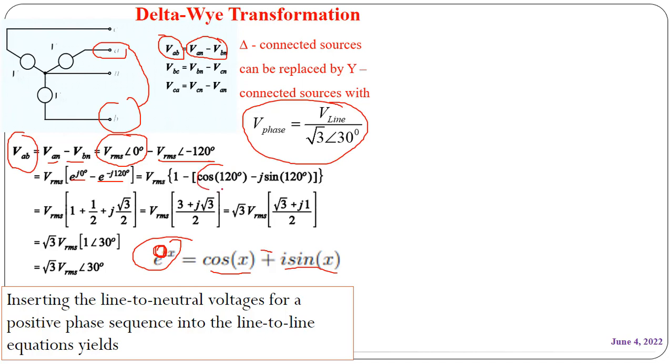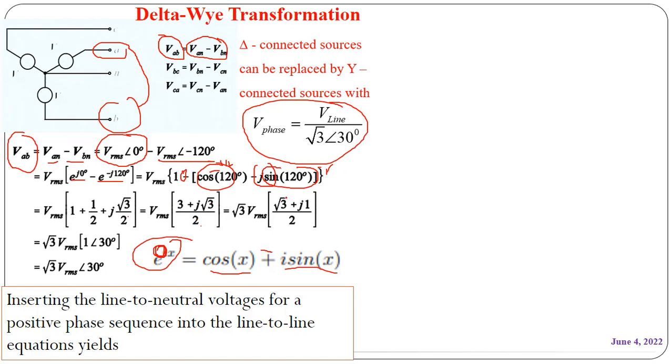Then it is minus 1 over 2 and minus j root 3 over 2. Then multiplying by the minus sign, this becomes positive. Therefore, the RMS value of the line-to-line voltage of A and B is equal to the RMS voltage times 1 plus 1 over 2 plus j root 3 over 2. Then by taking common denominator 2, we have 3 plus j root 3 over 2.